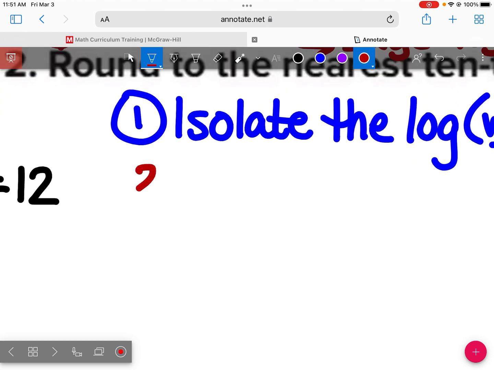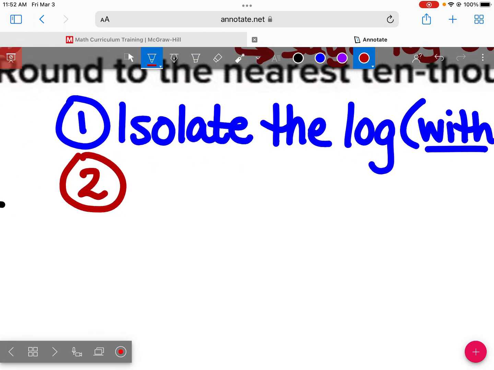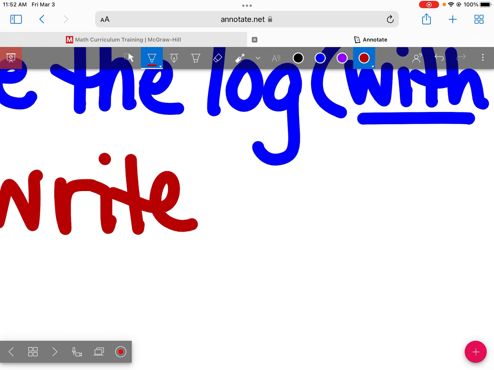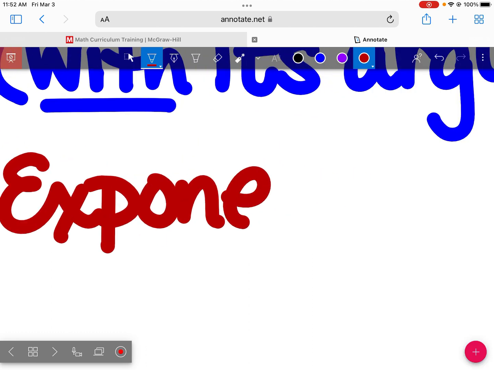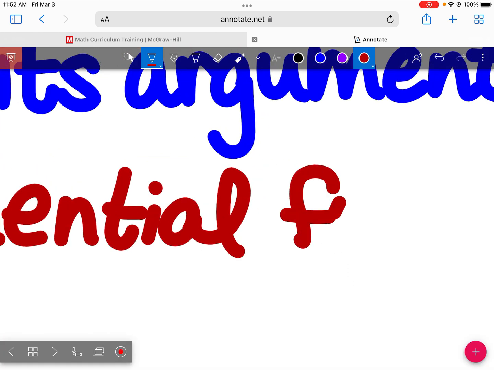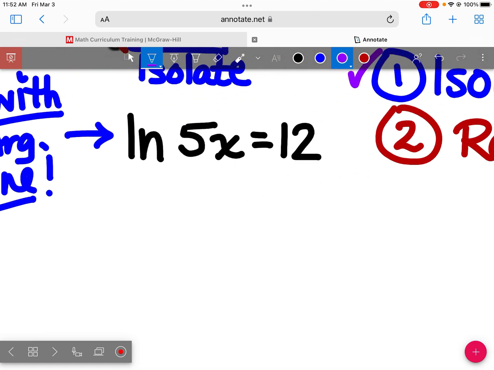Where is x? With the argument. How do I get an argument alone on one side? Write it as an exponential form. So we're going to rewrite in exponential form. What is the base here? Because I need the base if I'm going to write it in exponential form.